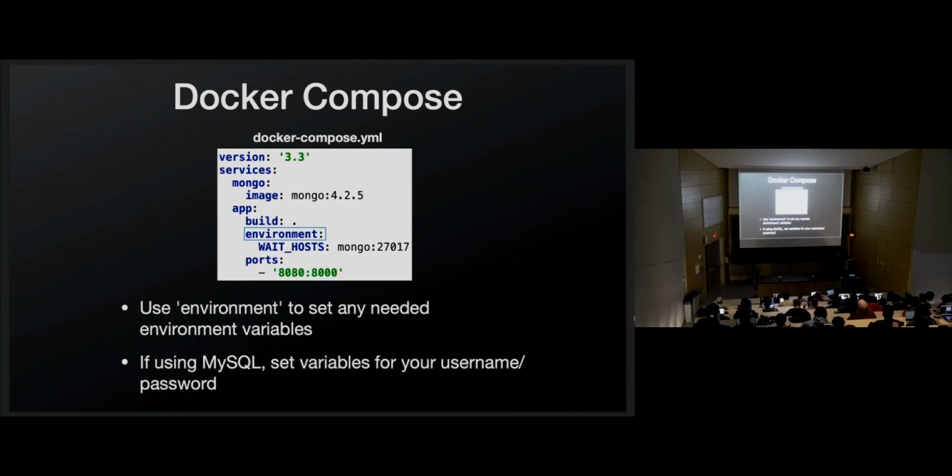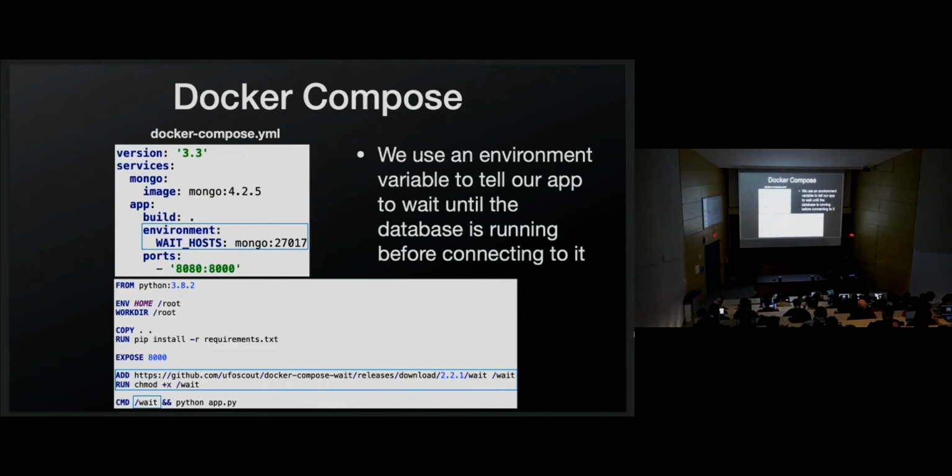We have one extra thing here, environment. This is how we're going to set any environment variables. And this is where I would have my password of change me. If I was using a password in my Docker Compose in my app, this is where I would set that environment variable. We have one environment variable that we have to set. This is very important for things to work. Docker Compose is going to start your database and start your app.